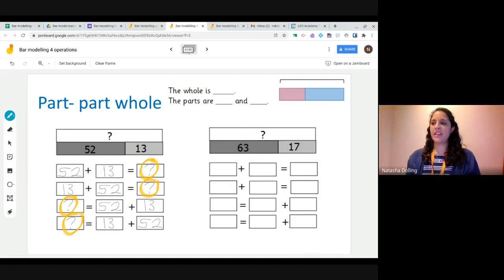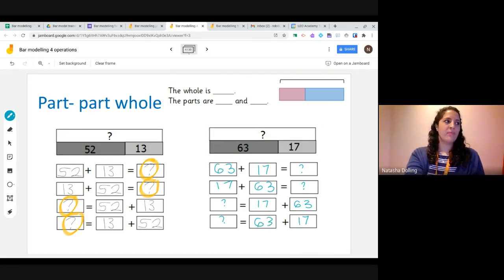Okay, we've got some answers coming in. So our first one that we've got an example of, I'm going to start writing them in. Brilliant. 63 add 17 equals question mark. And in our next example, it's 17 add 63 equals question mark. And for the next two, question mark equals 17 add 63, or you could have question mark equals 63 add 17. Great. Pop in your sentences if you haven't already, or I've got some already.